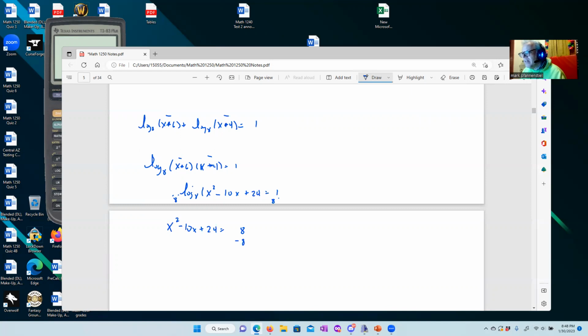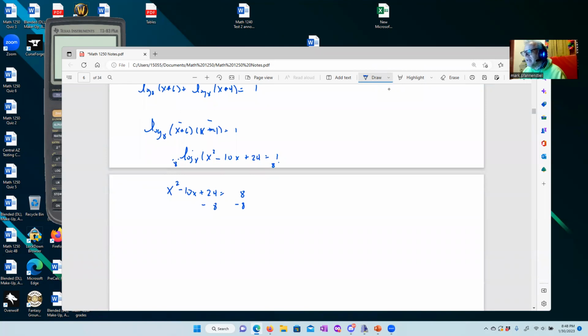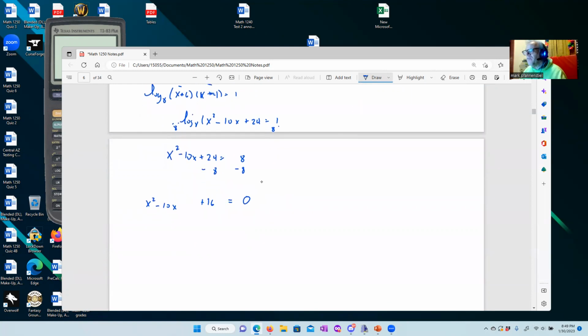Let's subtract 8 from both sides. 24 is 8 times 3, take away 8 times 1, that's going to be 8 times 2 left over. So we have 16. We have x squared minus 10x plus 16 equals 0 on the right-hand side. Can you think of two numbers that multiply out to 16 but add up to negative 10? How about x minus 8 and x minus 2? Is that going to do it for us? I believe it is, equal to 0.